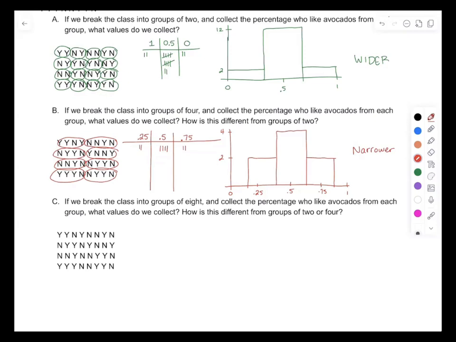Let's do the same thing now, but this is going to be in groups of 8. We've got groups of 8 now, and this might be where we have to break out the calculator. I'm going to do this one in blue. Here's my first group. Out of those 8, I have 4 yeses and 4 nos. So that's a 0.5 right in the middle. Half yeses, half nos. We'll put a mark there.